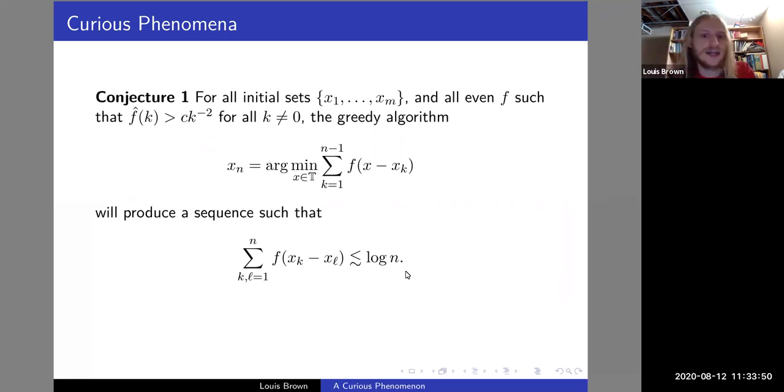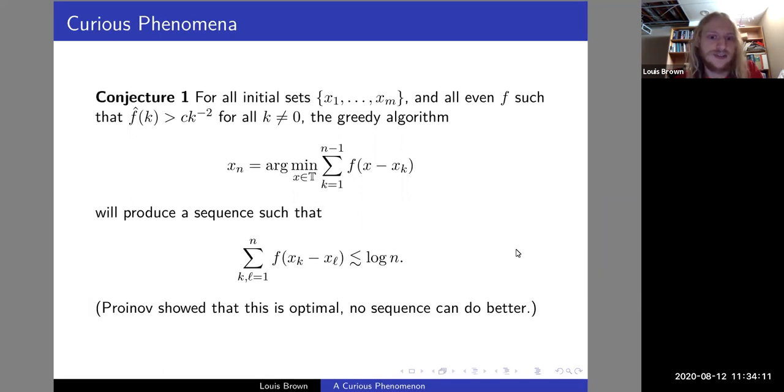So this is looking at the total potential of the system once all these electrons are placed, what's all of the potential interactions between them, but it also contains some extra terms from when these points are the same. And we'll look more at that later. And Bilyk showed that this is optimal, so no sequence can do better than log n.